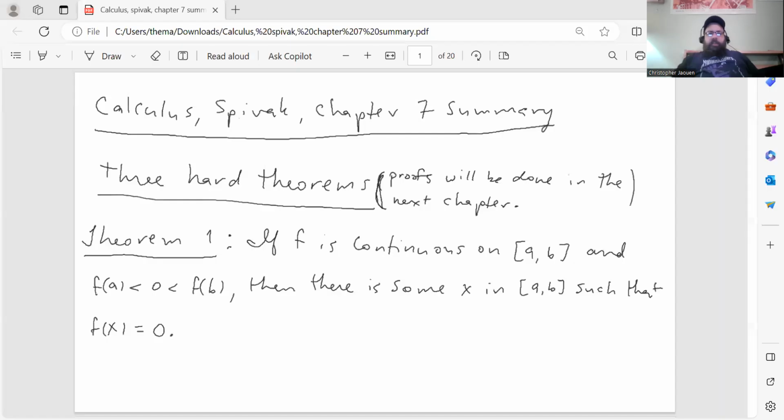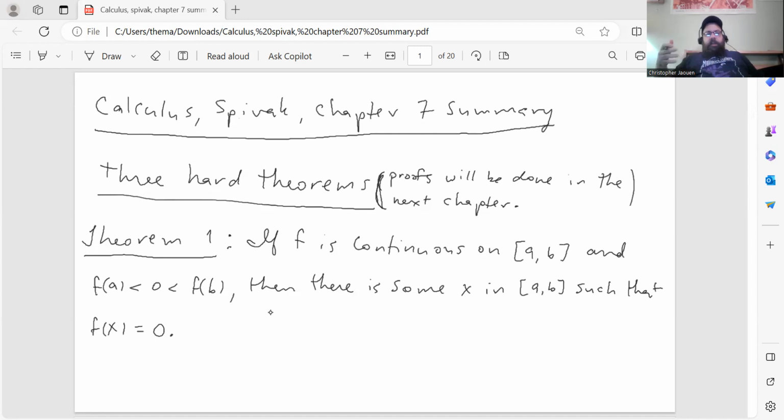Okay, so Chapter 7 in Spivak is basically, he's using this to motivate what we're going to do in Chapter 8, which is going over the least upper bound property for the real numbers, which is a property that we haven't looked at yet. It's not a property that follows from the ordered field axioms that we had in chapter 1. So it's a new property, and he's motivating that with chapter 7.